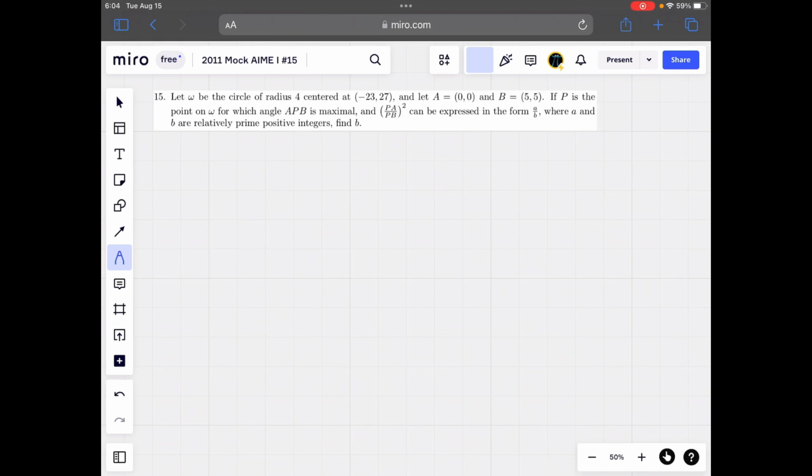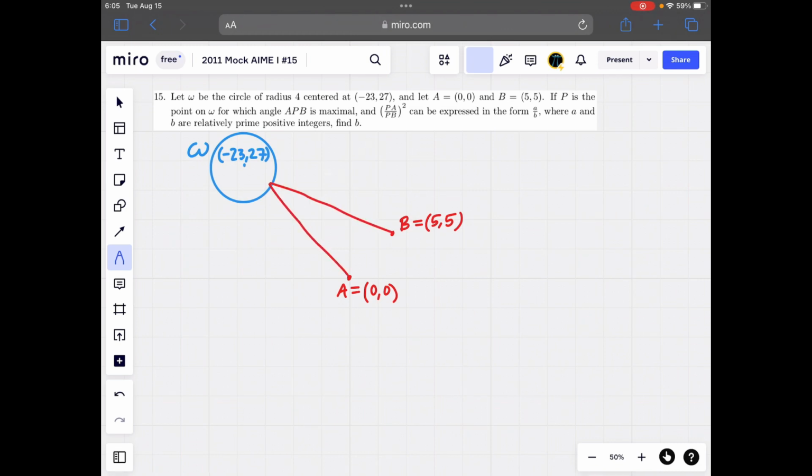positive integers, find b. We have the circle omega of radius 4 centered at (-23, 27), and we also have points A at the origin and B equals (5, 5). Now we want to know what point P on omega will get angle APB maximized, which is this angle over here.